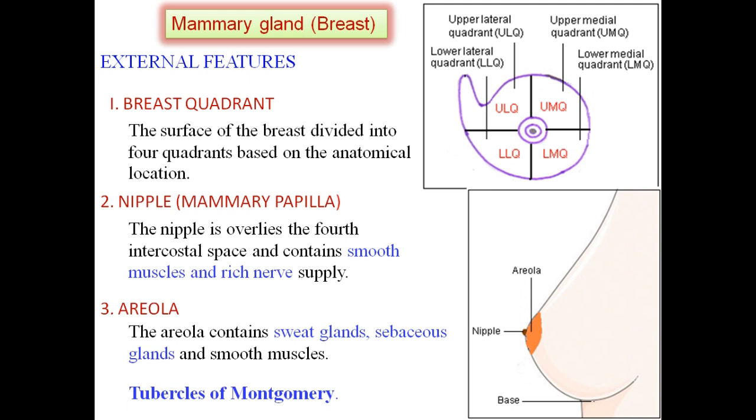As for the nipple, it lies over the fourth intercostal space and contains smooth muscles and a rich nerve supply. Due to the rich nerve supply, it is sensitive and becomes erect when tactile stimulation occurs during milk feeding and sexual arousal.